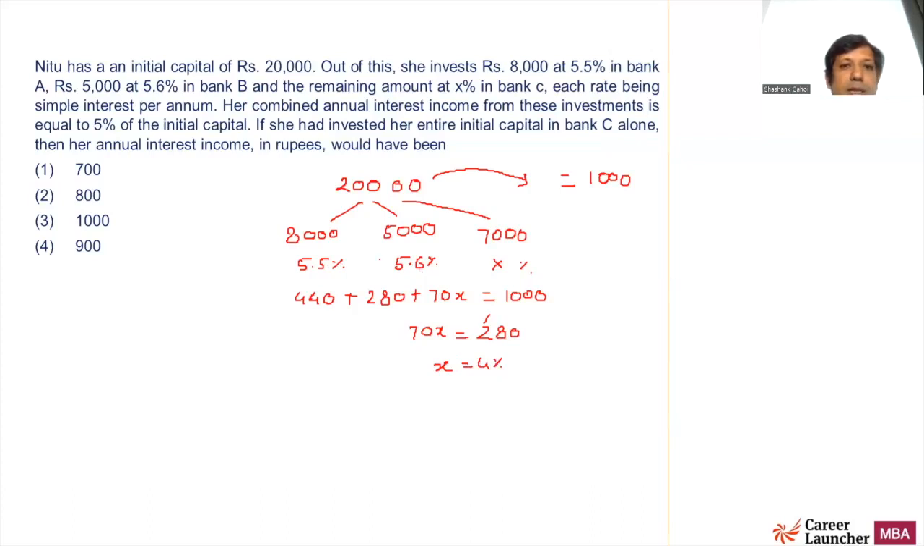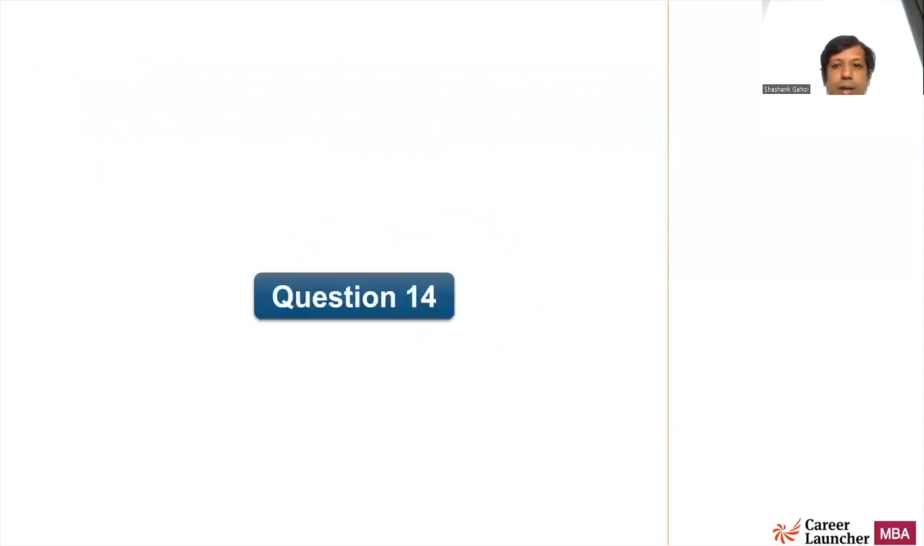Now the question says, if she invested her entire capital, meaning 20,000, in bank C alone, that is at x%, what is the annual interest she would be getting? That is going to be 800. I think this question was pretty straightforward. Now question number 14.